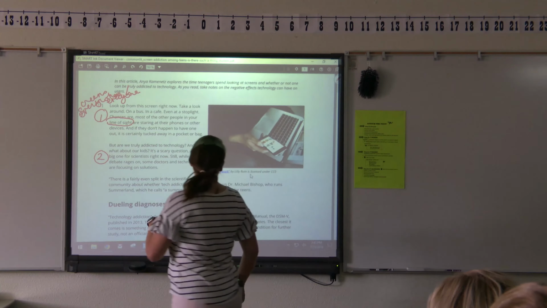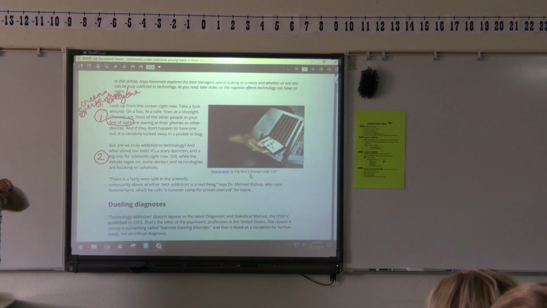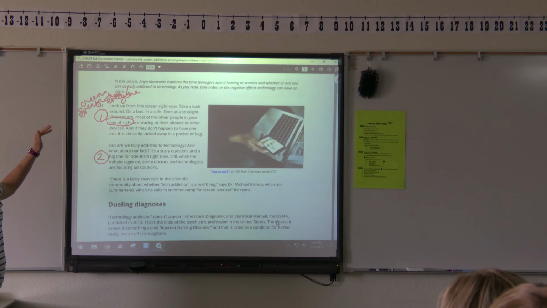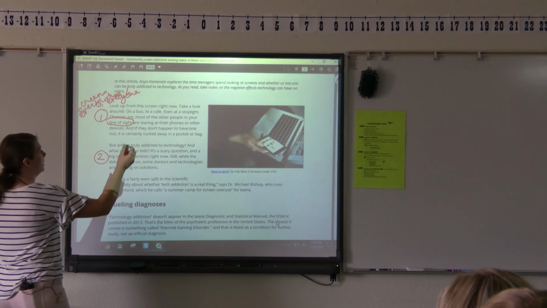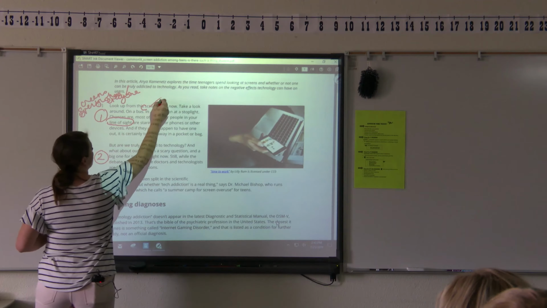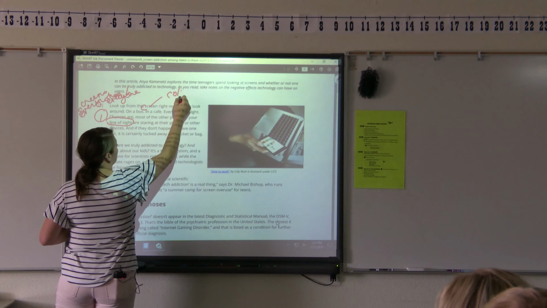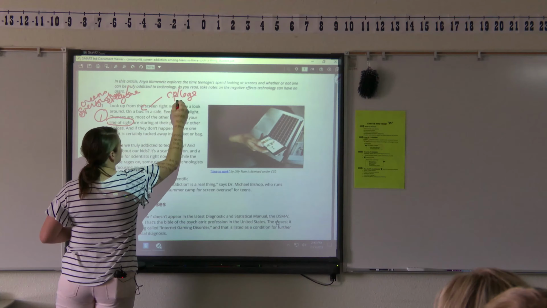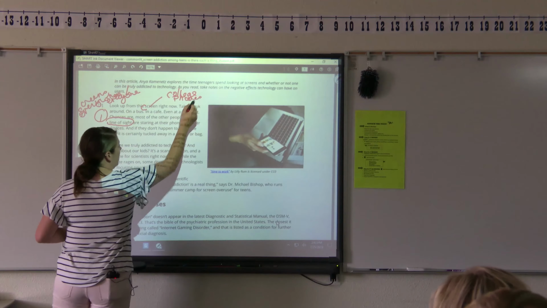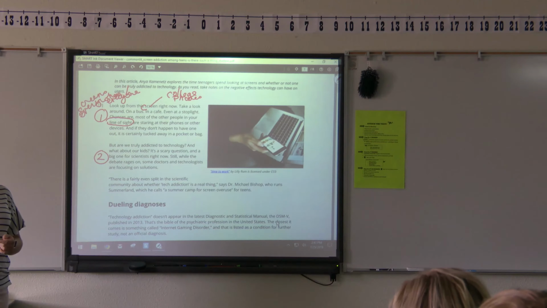So on our example, we can then put some stuff on the right side. There is an image, so I'm going to have to write way over. Looking up from this screen right now, take a look around on a bus, in a cafe. I would probably have a connection about the bus because when I was in college, everybody was on their phones, right? If you go to a college, you see all the kids on the buses. They're always on their phones. They're always doing something along those lines.